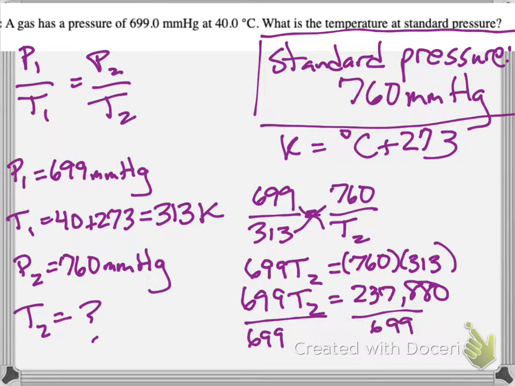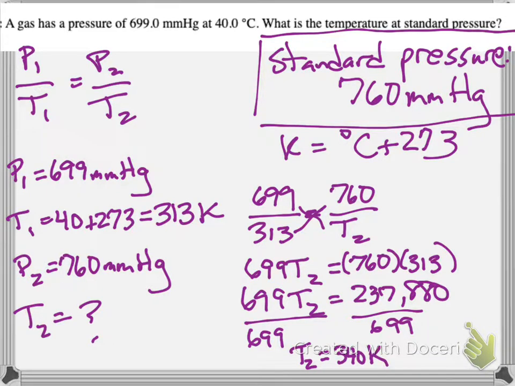And I think I might have enough room to write the solution on the bottom this time. So 237,880 divided by 699 is going to give us that temperature in Kelvin. And that temperature in Kelvin is equal to 340 Kelvin.